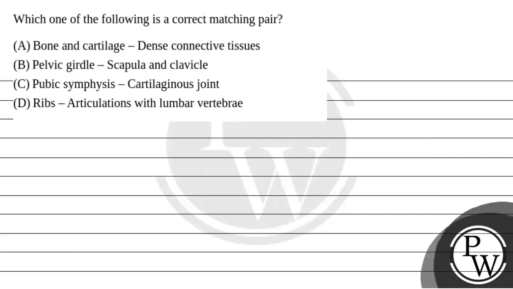Hello बच्चों, so let's read the question. The question says, which of the following is a correct matching pair? First option में दिया हुआ है bone and cartilage with dense connective tissue. Second, pelvic girdle with scapula and clavicle. Third, pubic symphysis with cartilaginous joint. And fourth is ribs with the articulations of the lumbar vertebrae.